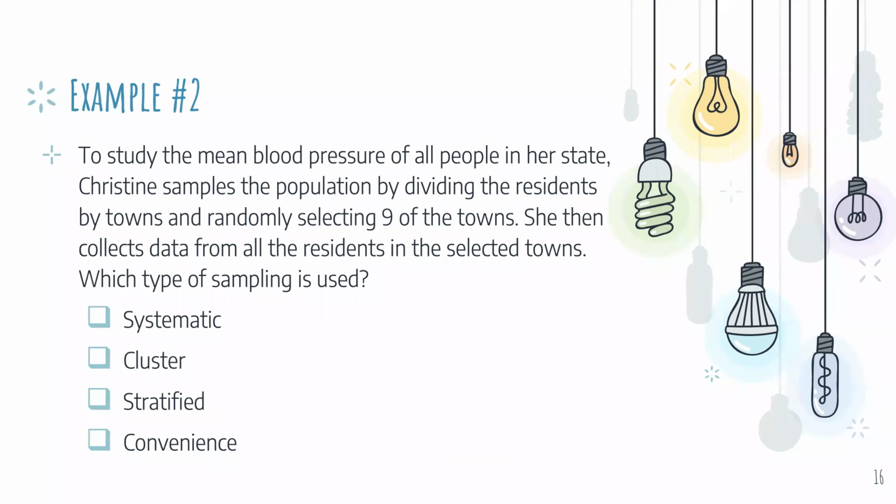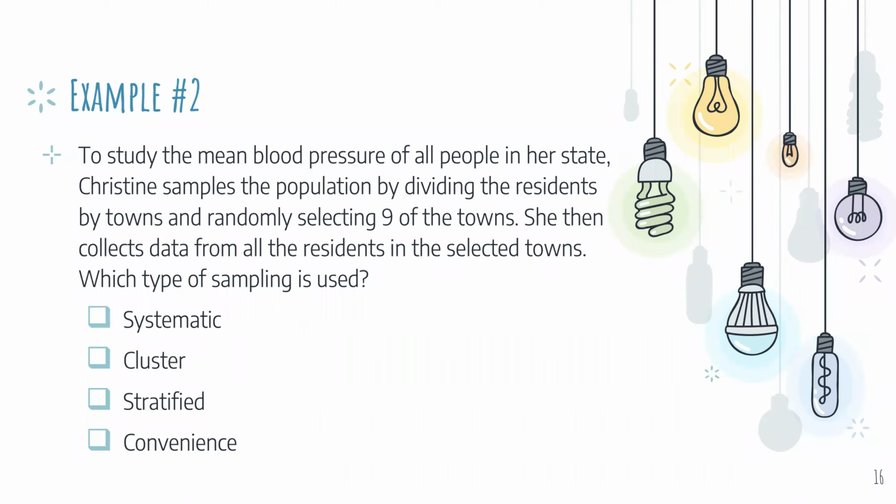Example number 2, to study the mean blood pressure of all people in her state, Christine samples the population by dividing the residents by towns and randomly selecting 9 of the towns. She then collects data from all the residents in the selected towns. Which type of sampling is this? Systematic, cluster, stratified, or convenience again. So I'm going to just pause here for a couple of seconds and let you think about it. Make your decision, which one do you think it is? And then I'll tell you what it is.